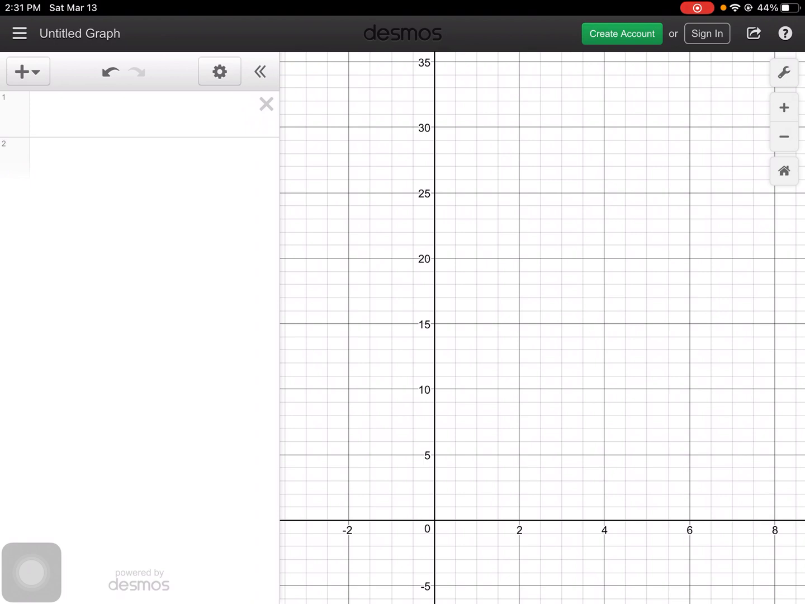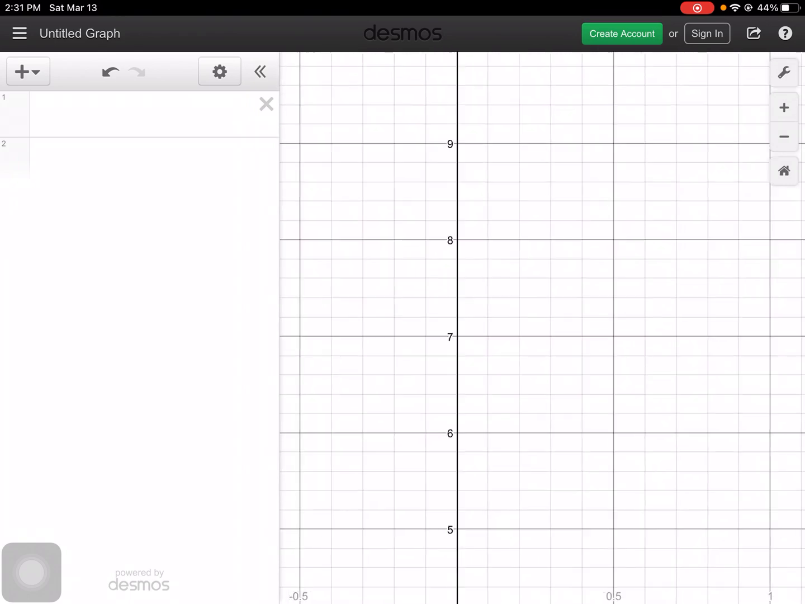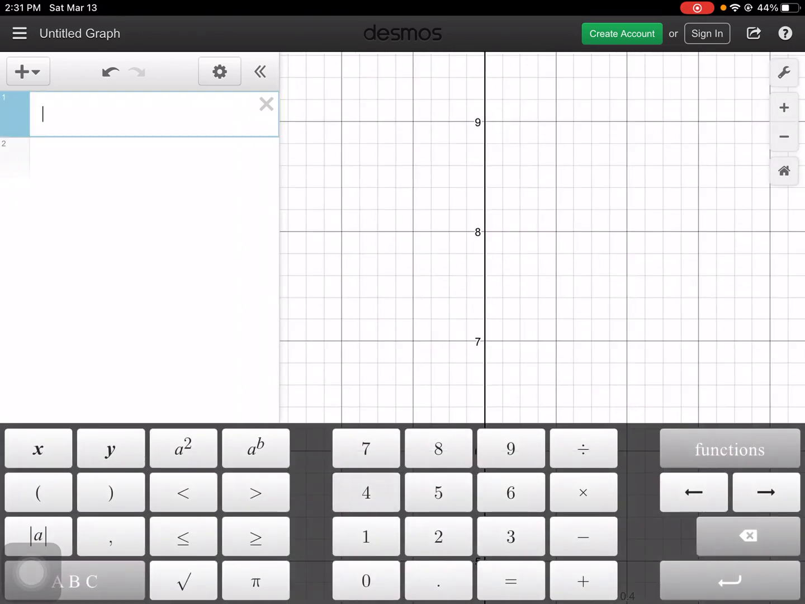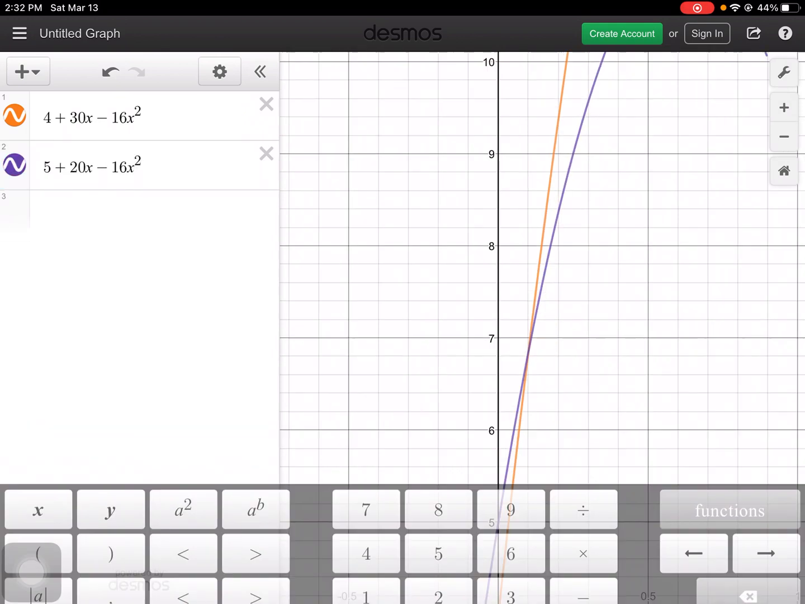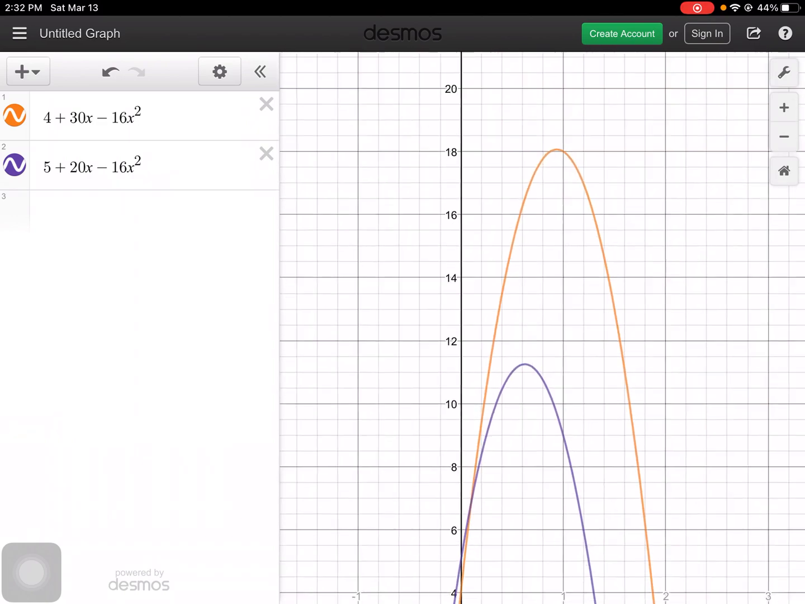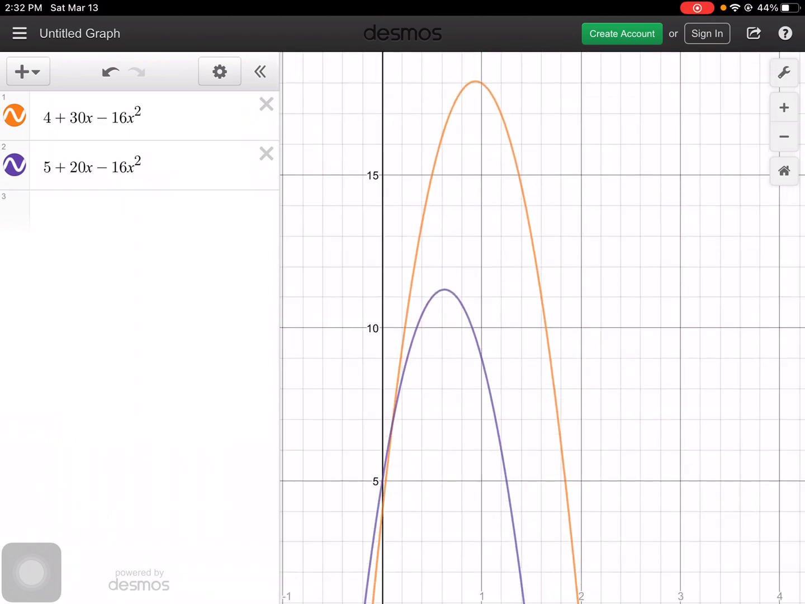f of t is equal to 4 plus 30t. I'm just going to use x here just to make it a little easier. So I'm just going to go 4 plus 30x minus 16x squared. And then I'm going to do 5 plus 20x minus 16x squared. So there are my two functions, and now I can use these to answer questions about the situation.